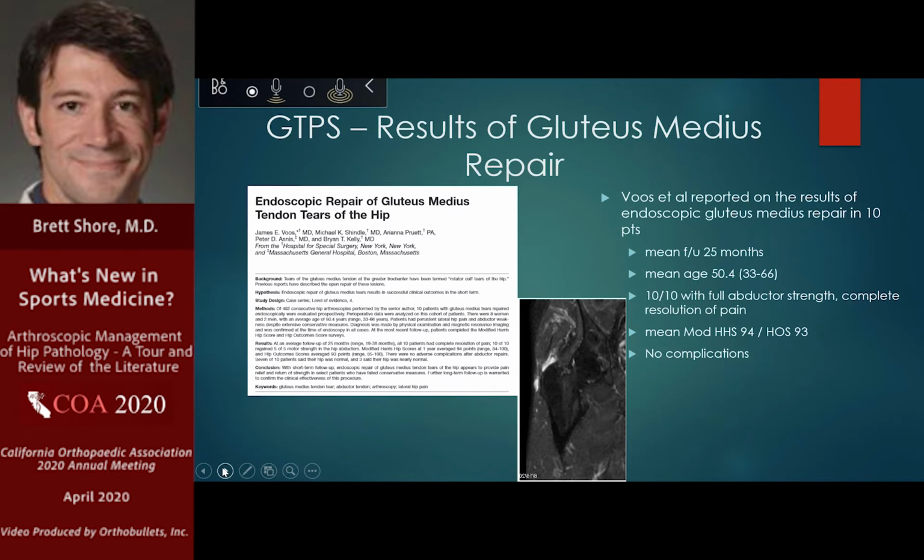What about glute medius repair? Does it work? Well, one of the earliest reports on this was out of New York, where Dr. Voos out of Brian Kelly's lab group reported on the results of glute medius repair in 10 patients. They all somehow did great. Honestly, these are some of the best results I've seen for glute medius repairs.